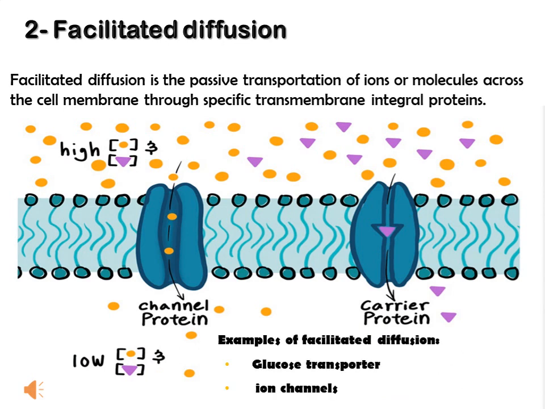Facilitated diffusion is the passive transportation of ions or molecules across the cell membrane through specific transmembrane integral proteins. And here is the difference between facilitated diffusion and simple diffusion. Let's see some examples of facilitated diffusion. Examples are the glucose transporter, ion channels, and aquaporins. Actually, the molecules that diffuse using the facilitated diffusion process are insoluble molecules or very large molecules.